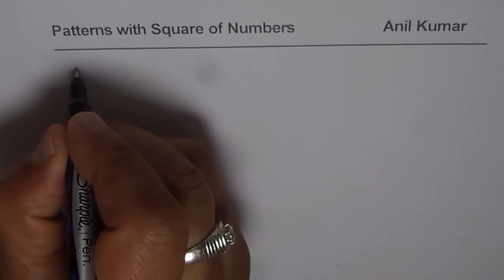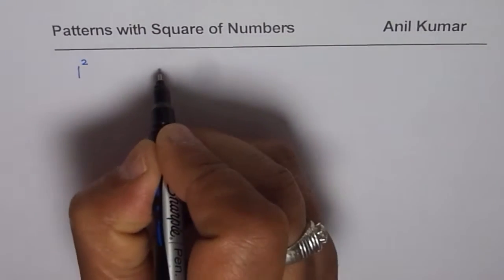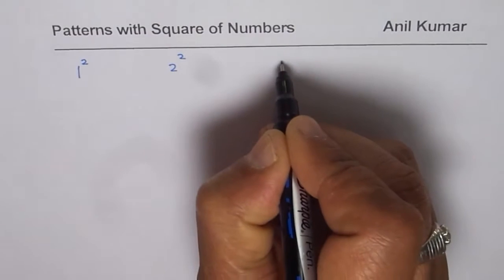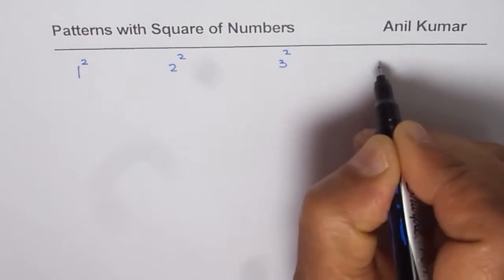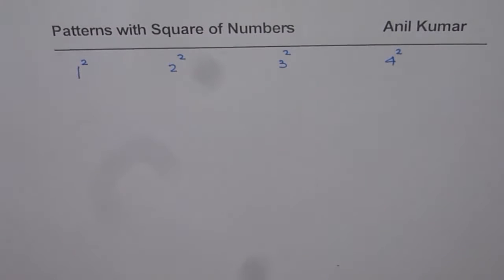I'm Anil Kumar, and in this video we are going to have some fun with square of numbers, and we'll also see how to write a number sentence to explain the pattern for the squares. So to begin with, we'll find square of these numbers 1, 2, 3 and 4. Now this is an exercise for fun. I'd like you to participate and sketch along with me.